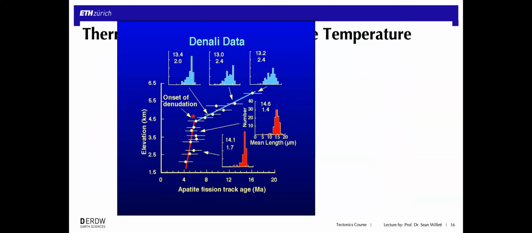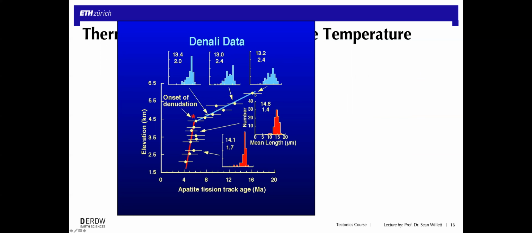And if we plot that up, this is what that looks like. You can ignore the histograms for now. We're not going to talk about this. This has to do with the length of the tracks, which is additional information. But the important data are the circles here, which are showing us the elevation against the apatite fission track age. And these circles are all of those data that I just showed in the previous slide. What do you see here?